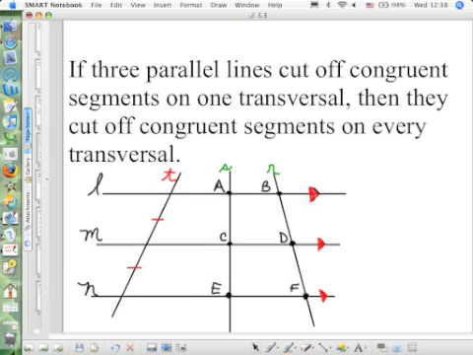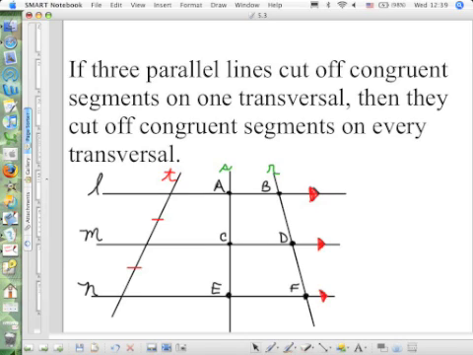Now, how is this information useful to us? What can we do with it? If this is the information that's given, this is basically what we know. If these 3 lines are parallel, and one of the transversals is marked with equal segments, like here and here, then every line that we draw through there will have equal segments.